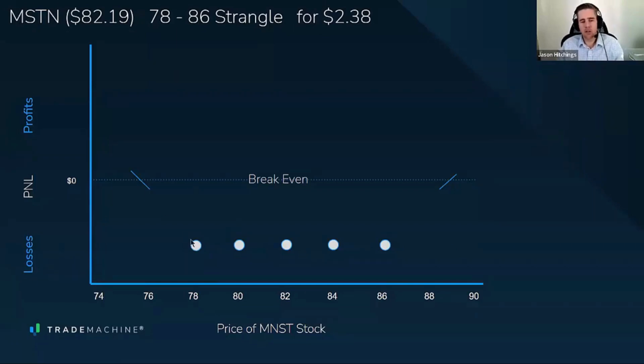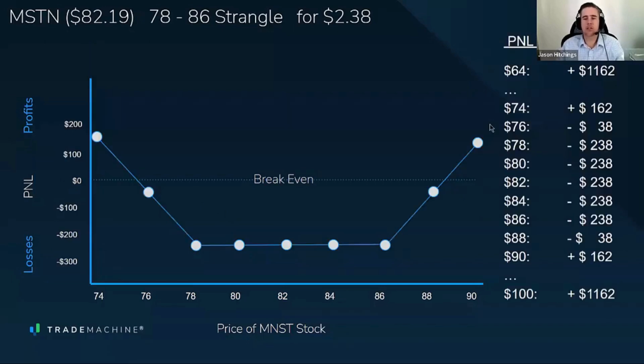And so now we can just fill in the lines. We can just draw the lines out for the rest of it. We see this is the worst case over a pretty wide range here. As the stock starts going further down, we start making money. As it goes further up, we start making money as well. And if it goes as high as 100, we'd make $1,162 on the position.